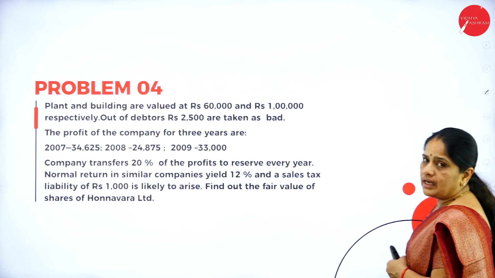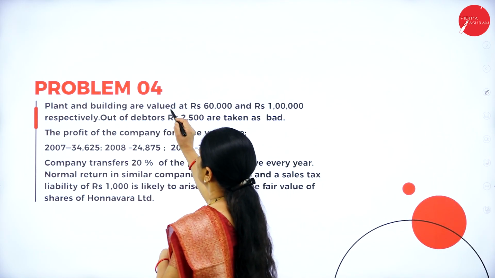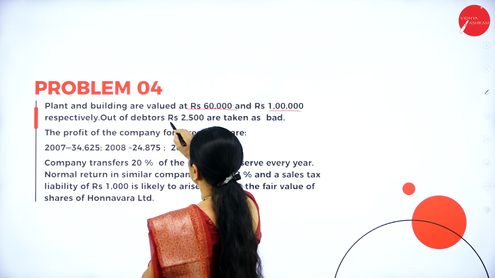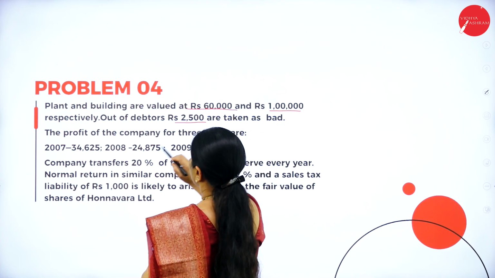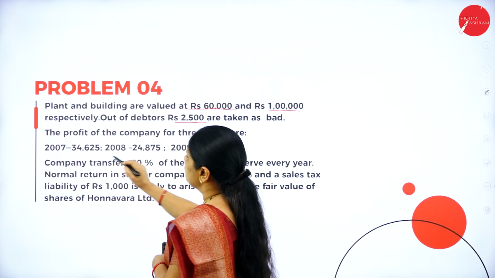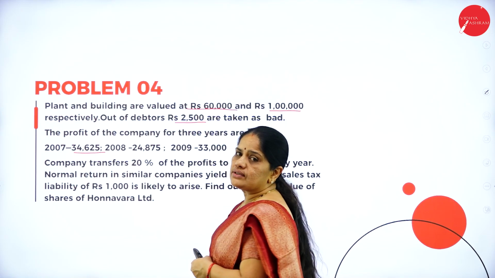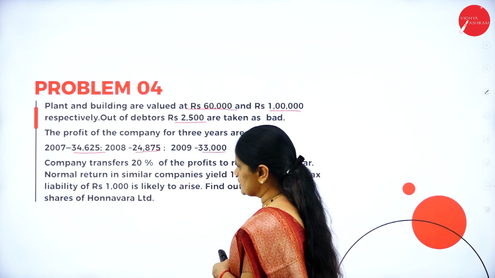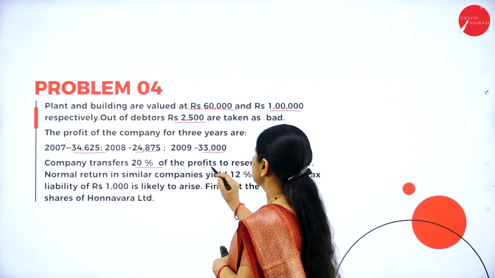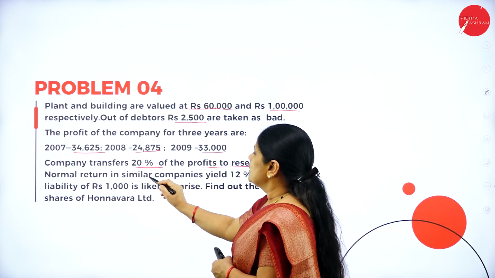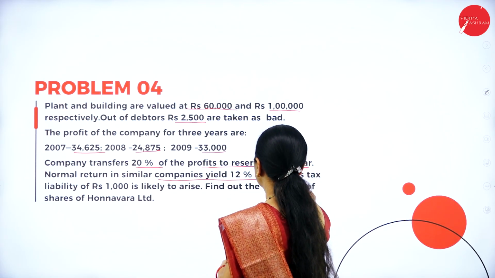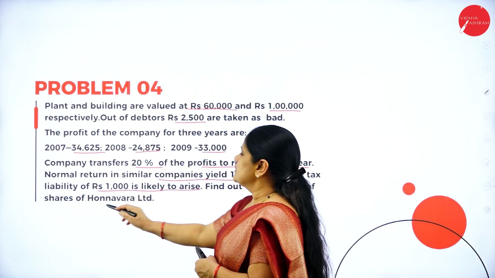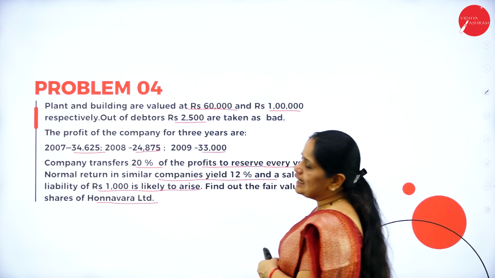Next we have the additional information here. The plant and building are valued at 60,000 and rupees 1 lakh respectively. Out of the debtors, rupees 2,500 are taken as bad. The profit of the company for the 3 years are 34,625, 24,875 and 33,000. The company transfers 20% of the profits to reserve every year. The normal return in similar companies yield 12% and a sales tax liability of 1,000 is likely to arise. Find out the fair value of the shares of Honavar Limited.